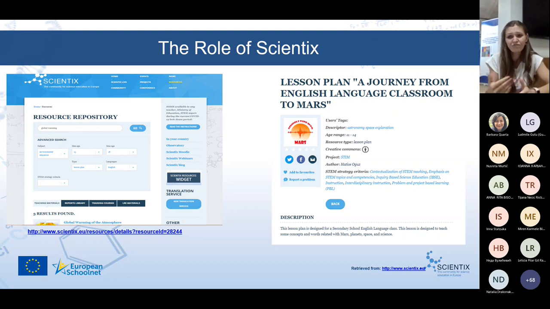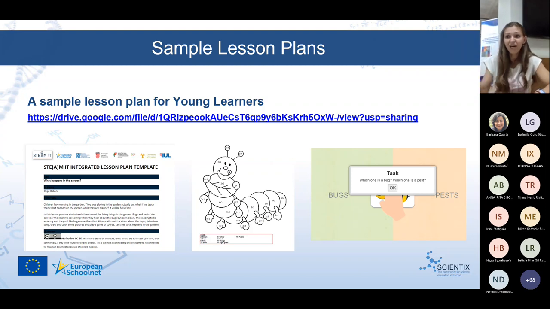You can search any resource from the repository by topics or by ages, STEM strategy criteria, and many other things. After seeing the results, you'll see the resources are available in multiple languages, so you can use them in your own language also. Well, this is a sample lesson plan for young learners. I prepared it for the STEM Everywhere and STEM IT courses.